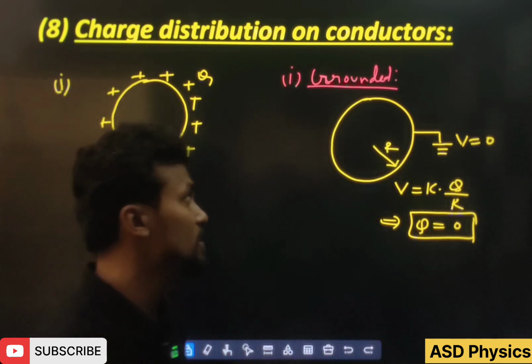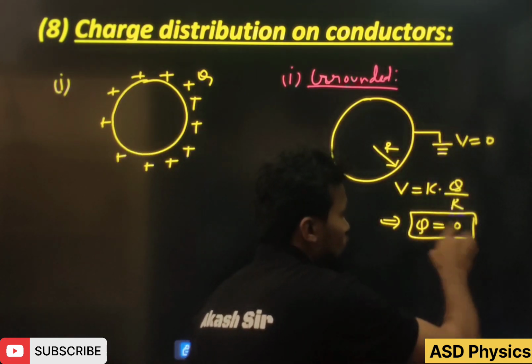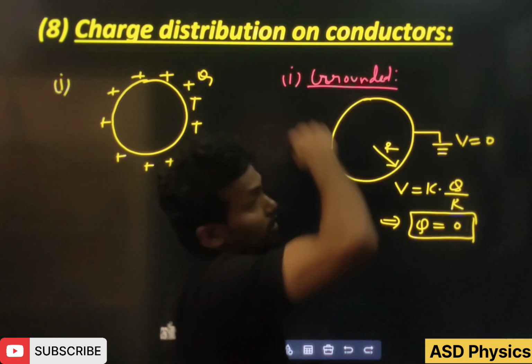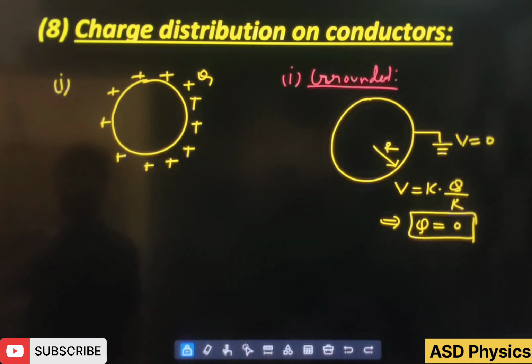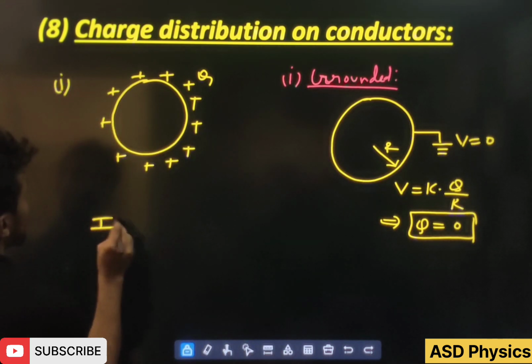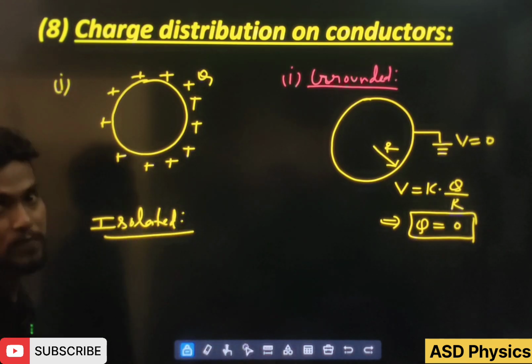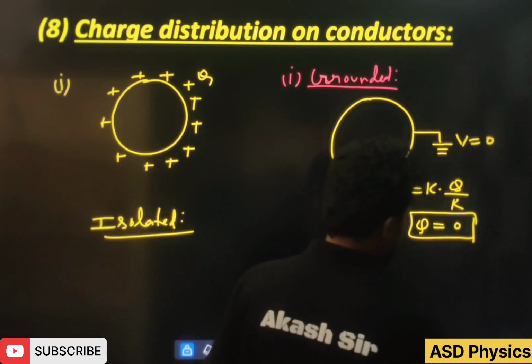As I have told you, if it is negative charge, that means electrons will go to the ground. If it is positive charge, electrons will come from the ground to the conductor. This is for which one? This is for isolated conductors. Okay, great. Next one.